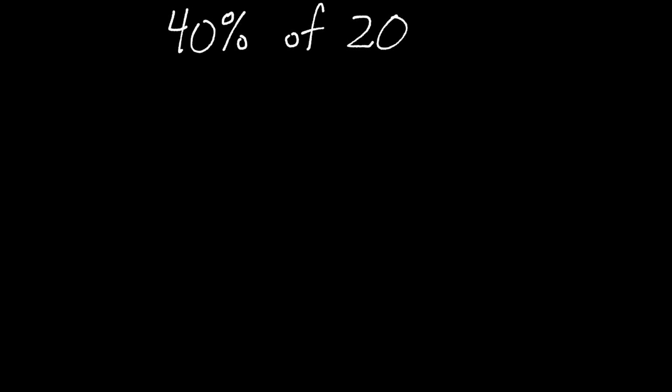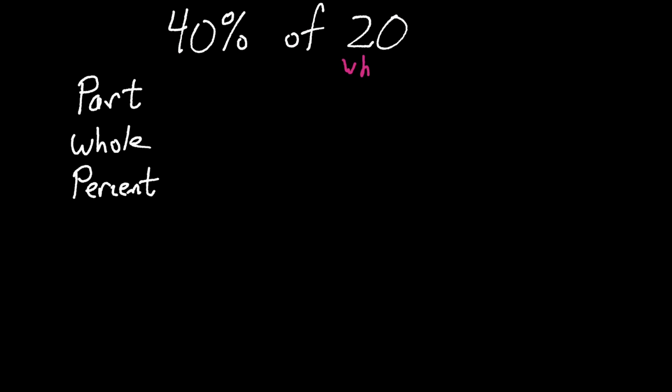Here we have 40% of 20, and we are going to use proportions to help us figure out what 40% of 20 is. And we're going to have some specific terms. We're going to have part as a term, whole as a term, and percent as a term. So when we are told to find 40% of 20, 20 is the whole. That is the whole number we are working with. So we have now 20 pieces we are working with, and we want 40% of them. That 40% of the whole is the part, and we don't know what that part is.